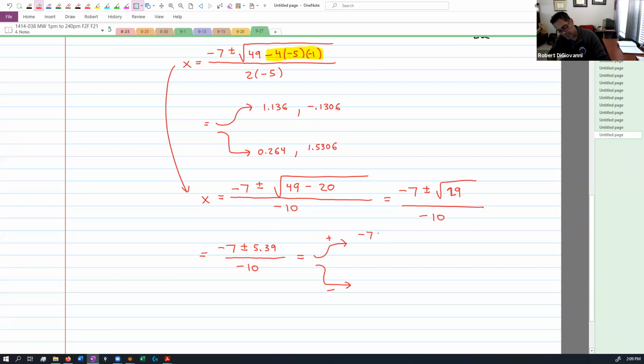So now the plus case, I take -7, I add to it 5.39, and I divide by -10. When I do the minus, it's -7 minus 5.39, and divide that by -10. So the first one there, we get -1.61 divided by -10. And the other one is -12.39 divided by -10. So when you do that, you should get positive 0.161. And this one, you should get 1.239 or 24. Is that what it had? I think it did. Yes. Right, yeah.